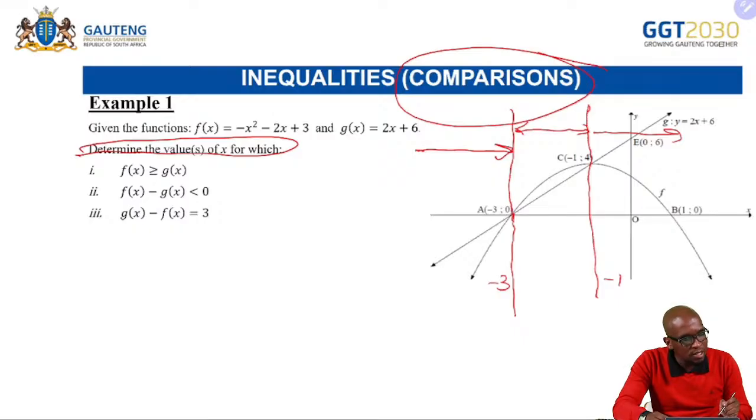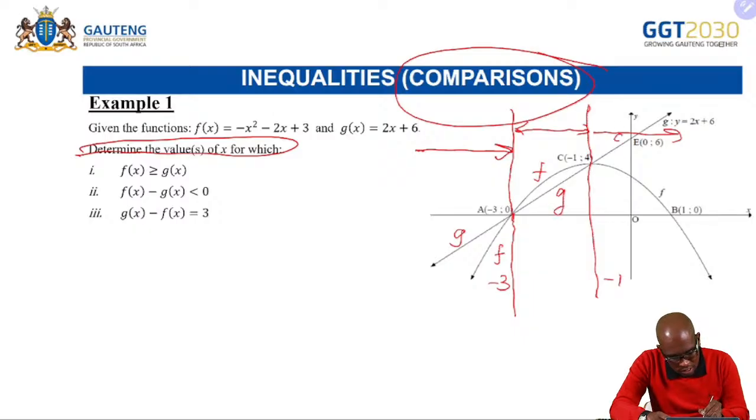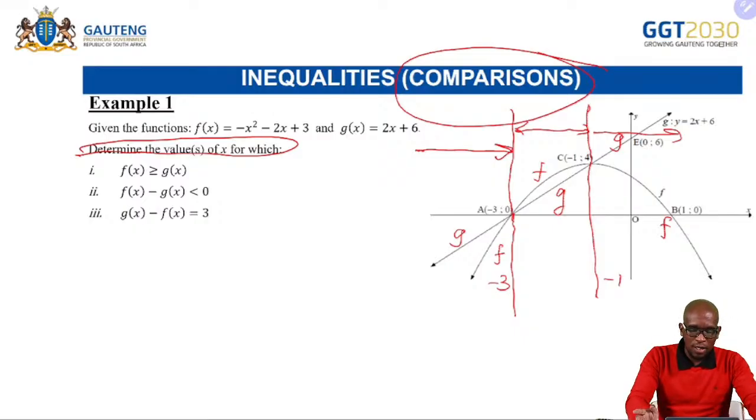Now, let us first start by labeling these graphs. The straight line is called G. So this is G, and the parabola is F. That's F. So this is F, this is G, and that's F. Now, let's start by checking values from -infinity to the first point of intersection. We are moving from left to right.